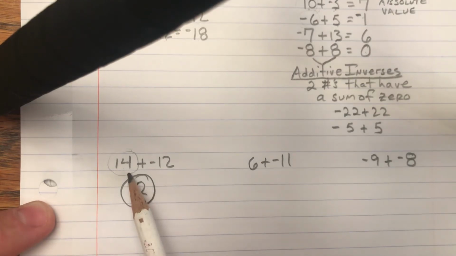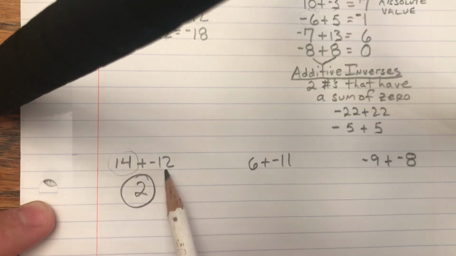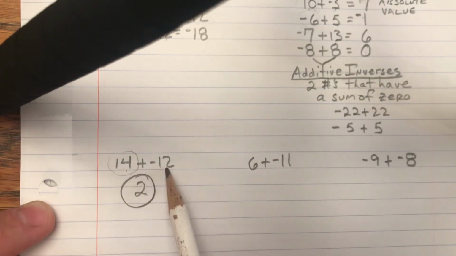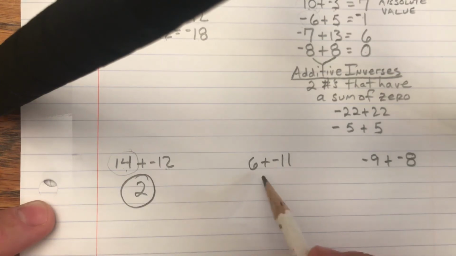Let's say you had $14 in your bank account, and then you made a $12 withdrawal. Okay, so this is a positive number, that's how much is in there, and a withdrawal is when you take money out of the account. So there would be $2 left in your account. All right, so let's go on to this next one.